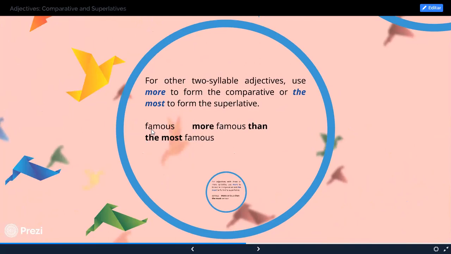So you can see we have famous. How many syllables? Two, three, four? Two syllables. Okay. I need to ask this to you. How do we count syllables in English?